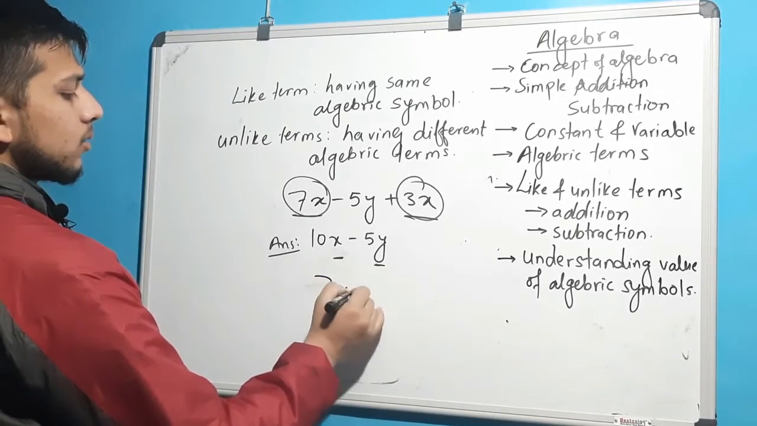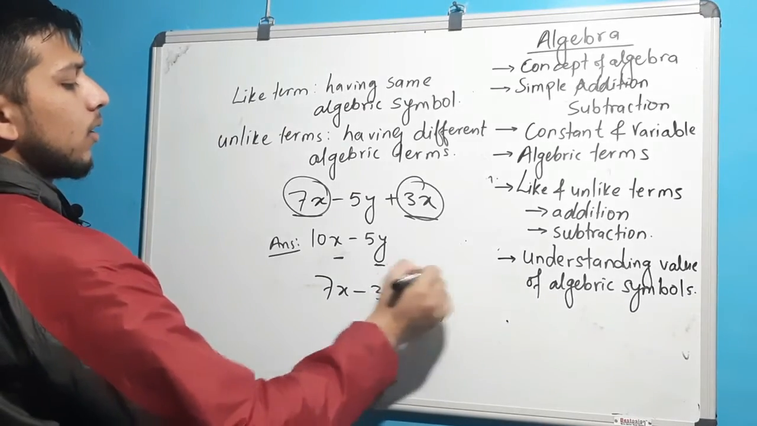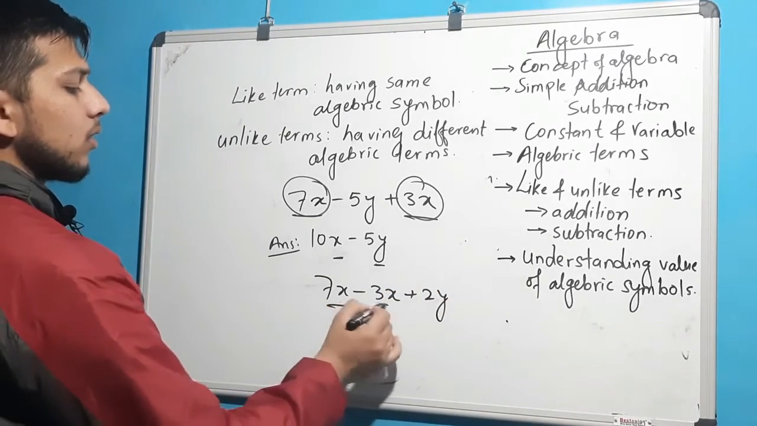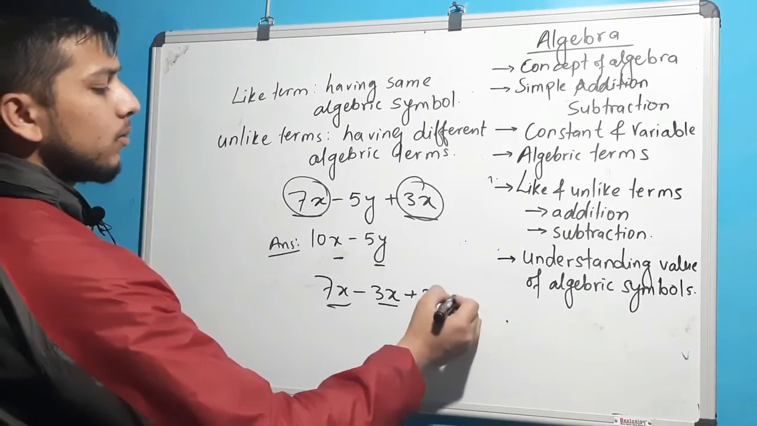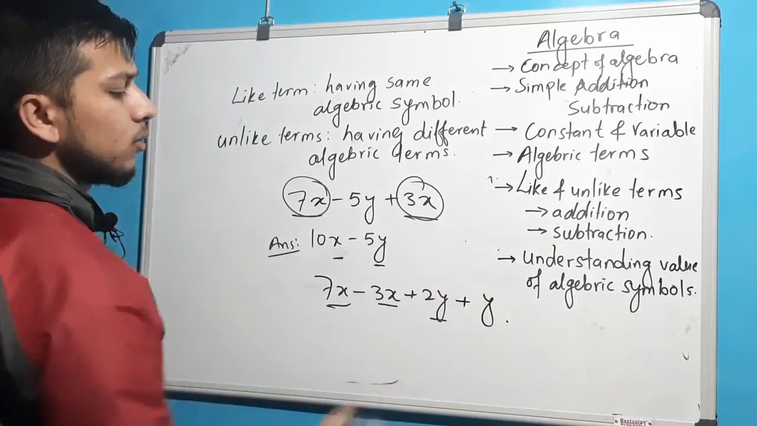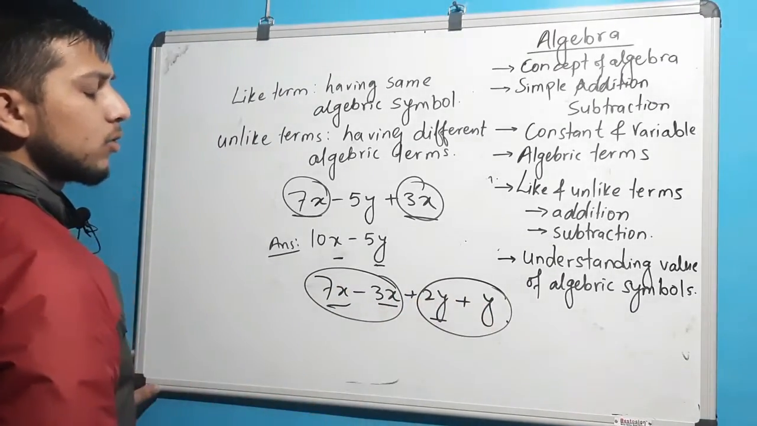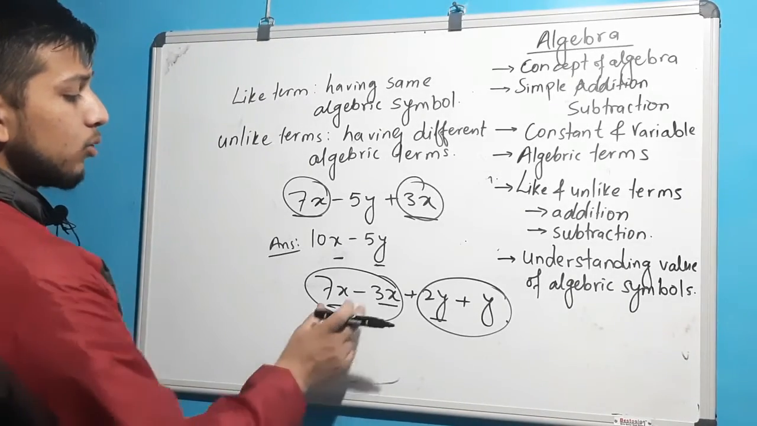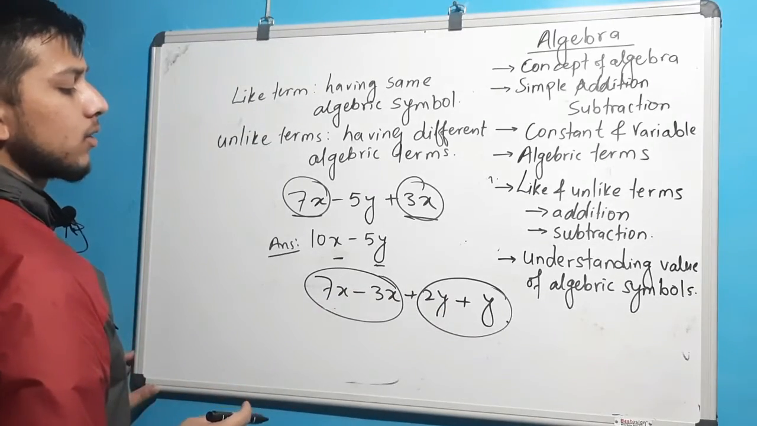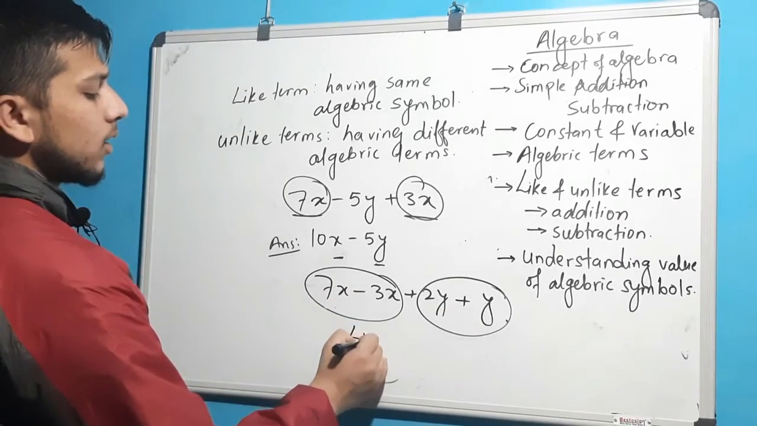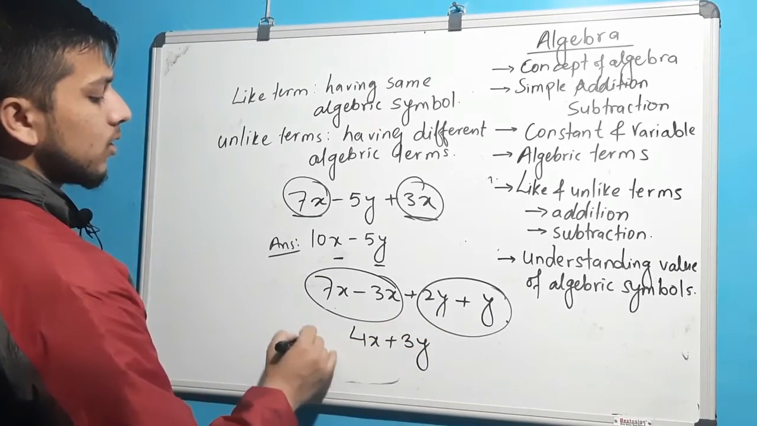Like this, 7x minus 3x plus 2y. There are also two like terms, and this is an unlike term, so we cannot add this. If some terms arise like this y, then these two are like and these two are like, so we can operate between these. You do it like you understand the subtraction, you do it like you understand the add. This is 4x plus this is 3y. This is our answer.